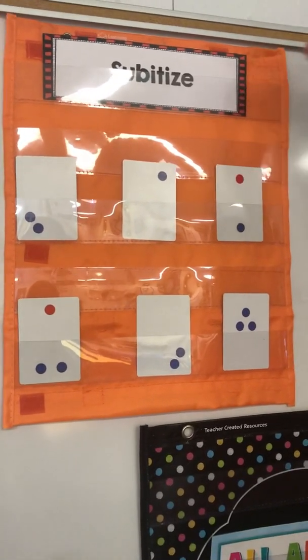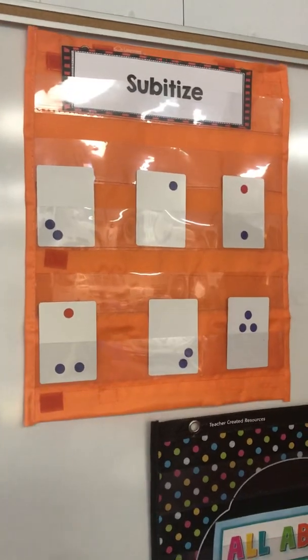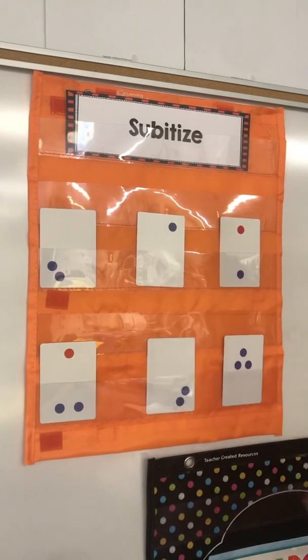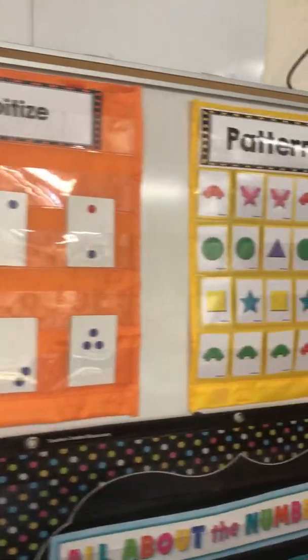Remember, when you subitize, you say it in a snap. But if you can't subitize it yet and you still have to count, that's okay. All right, let's do our patterns.